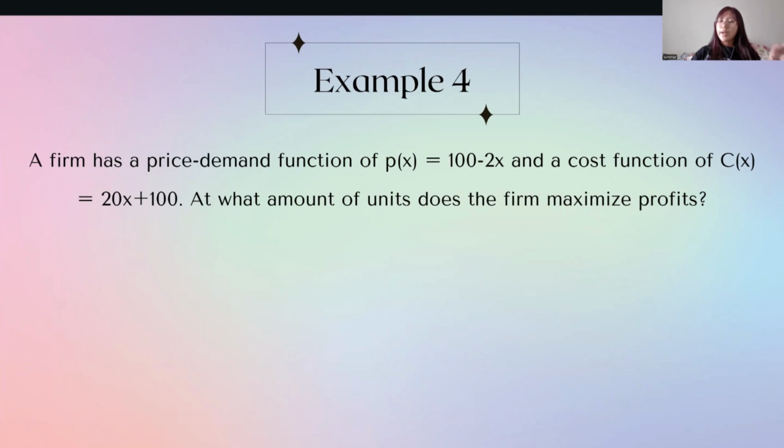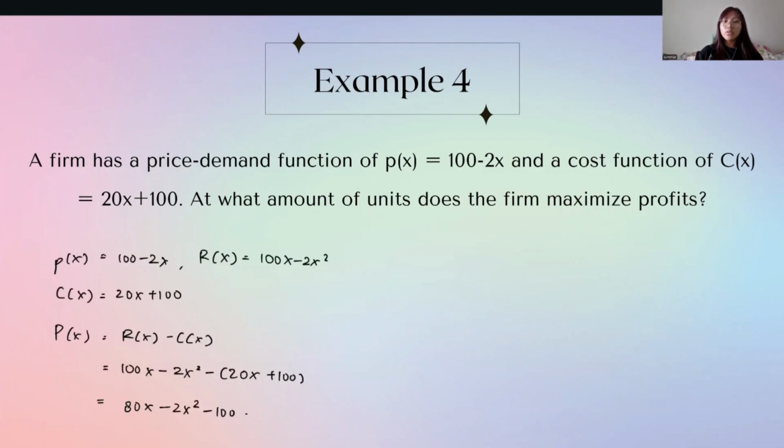Let's say a firm has a price demand function of P(x) equals 100 minus 2x and a cost function of C(x) equals 20x plus 100. At what amount of units does the firm maximize profits? First, we need to find the revenue function, which can be found by multiplying the price function by x. So the revenue function is equal to 100x minus 2x squared. Since we know that profit function is equal to revenue function minus cost function, we can see that the profit function here is 80x minus 2x squared minus 100.